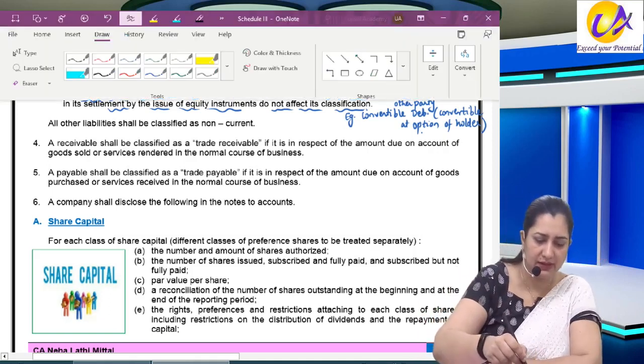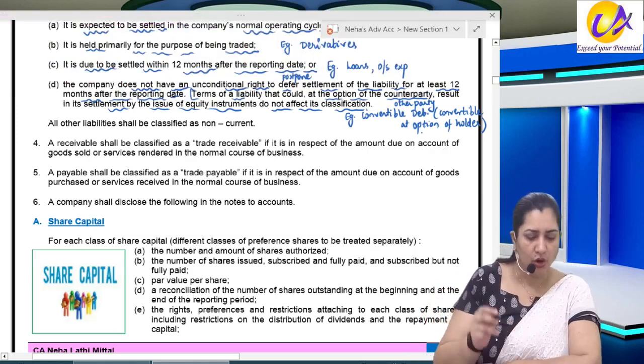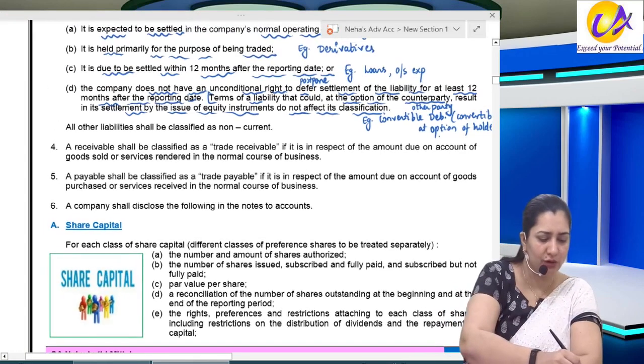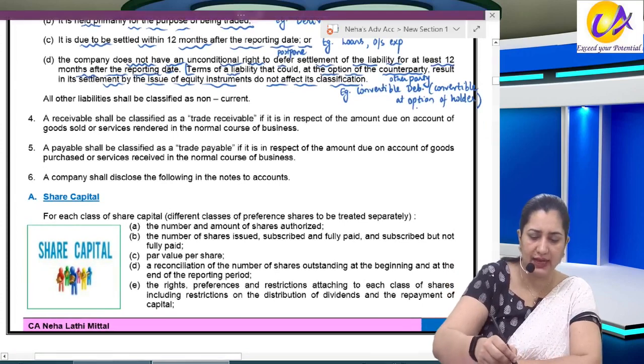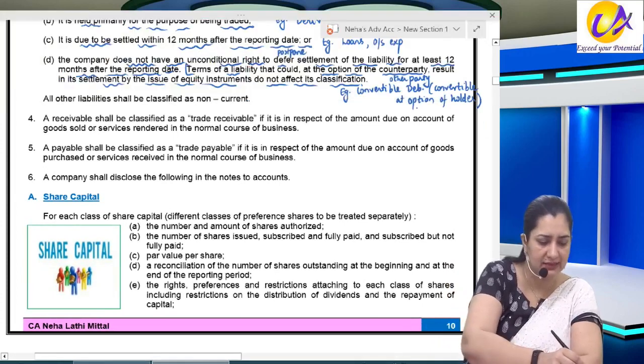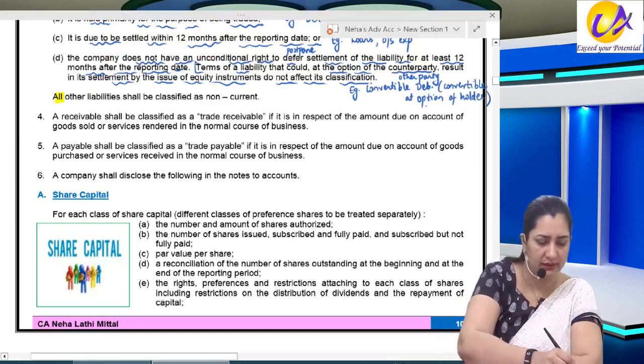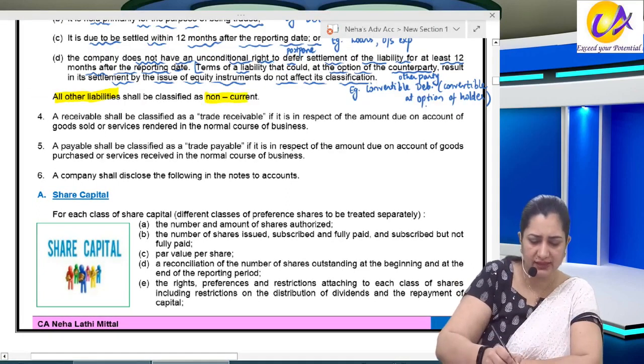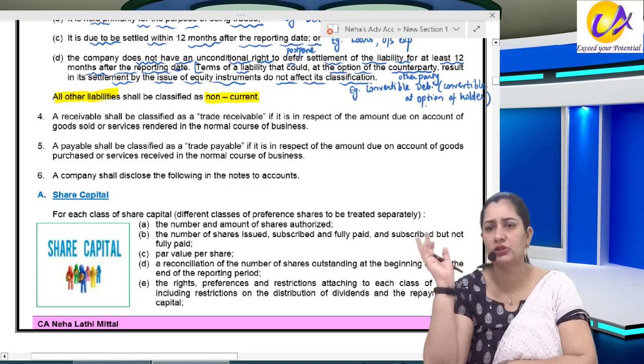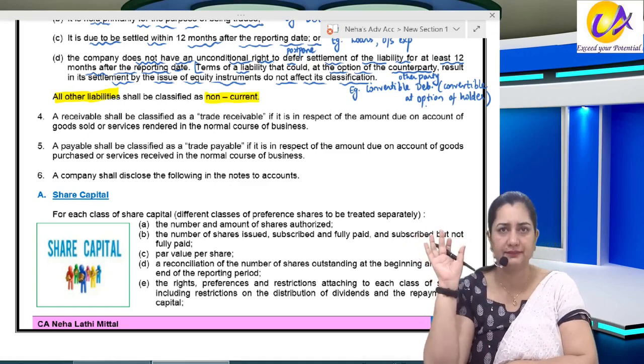Coming back to the theory part. All other liabilities, if they don't fall under this, will be shown as non-current. So first you see, is it current? No, it is not current, then it is non-current. Okay.